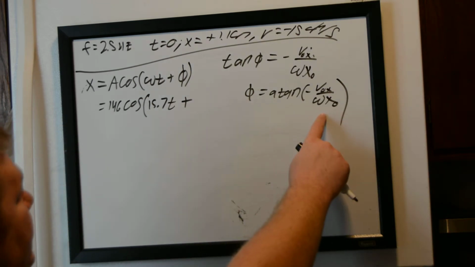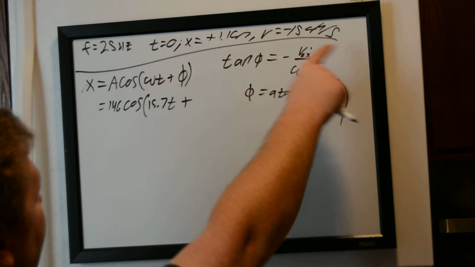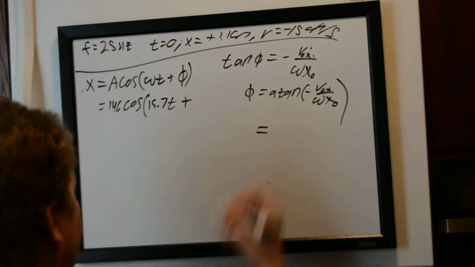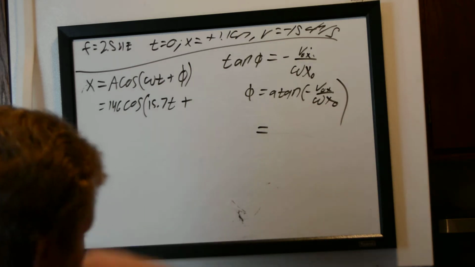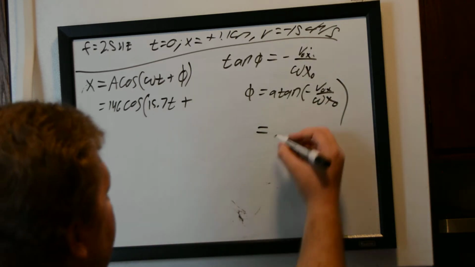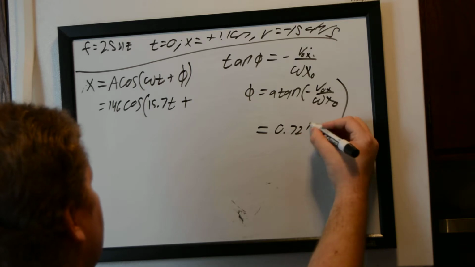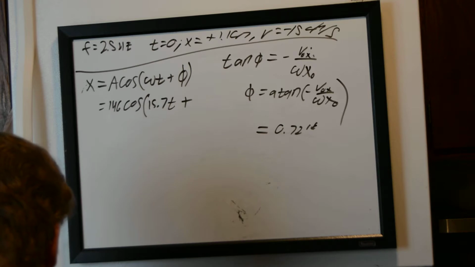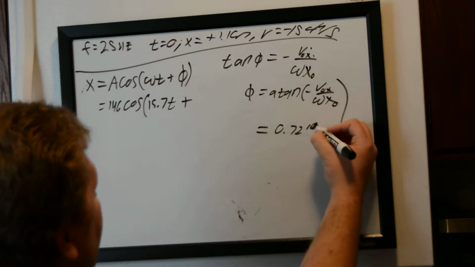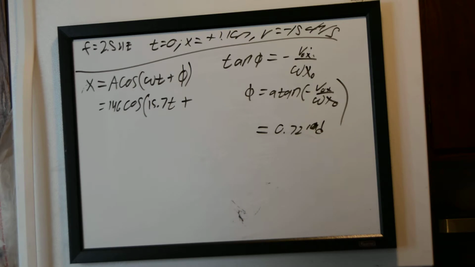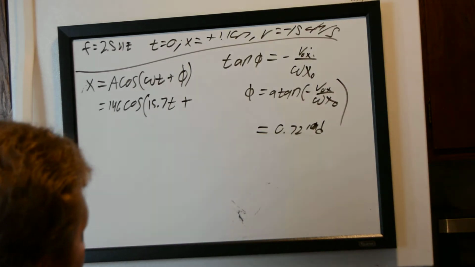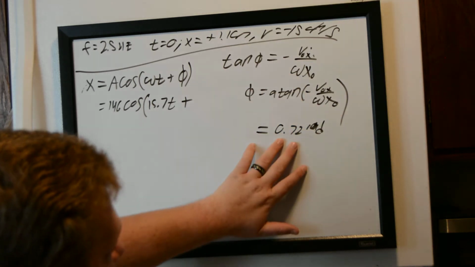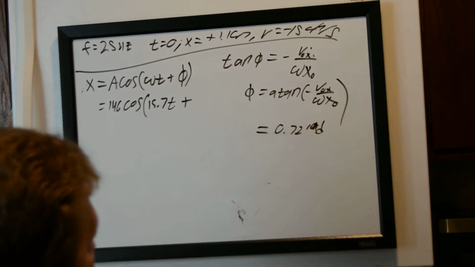And we have all these from the problem itself and from part A when we found the angular velocity. So we do that math, and that's going to come out to be 0.72 radians. And we want to put that in radians because our angular velocity is radians per second. This does originally come out as being 40 degrees, but again, we want it in radians.